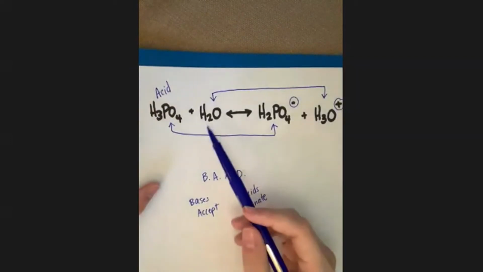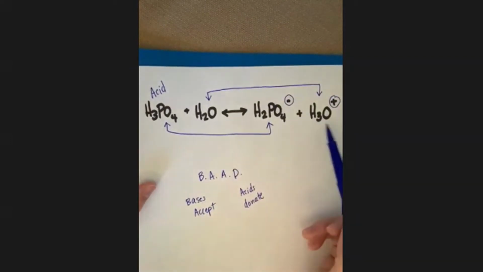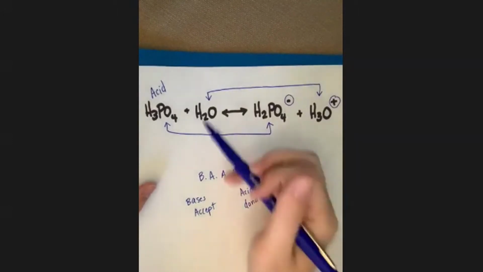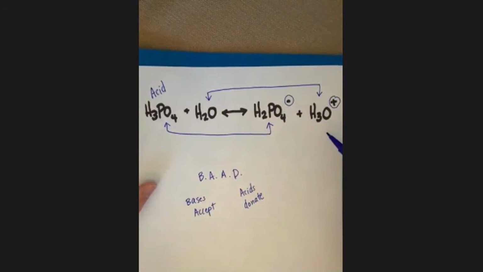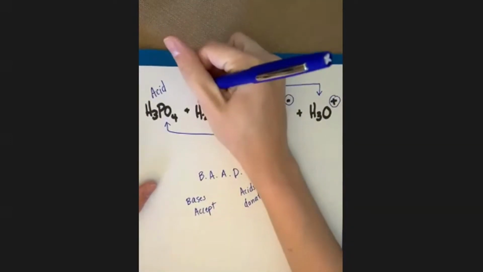So H2O went from H2O to H3O. So clearly it gained a hydrogen proton. Okay, we went from H2 to H3. And so this must be the base because it accepted the hydrogen proton.